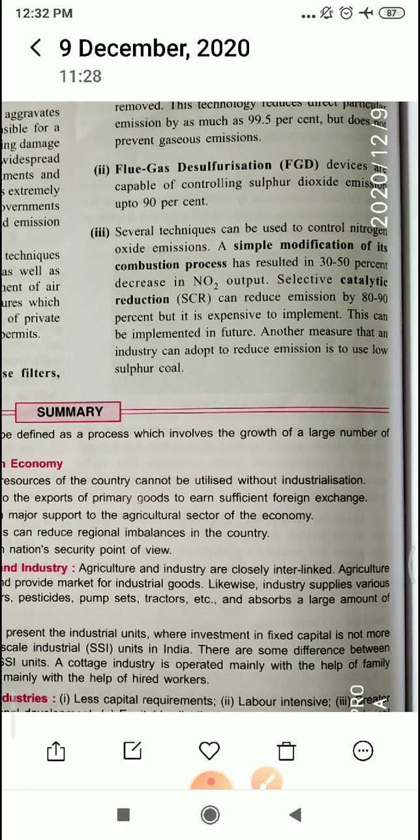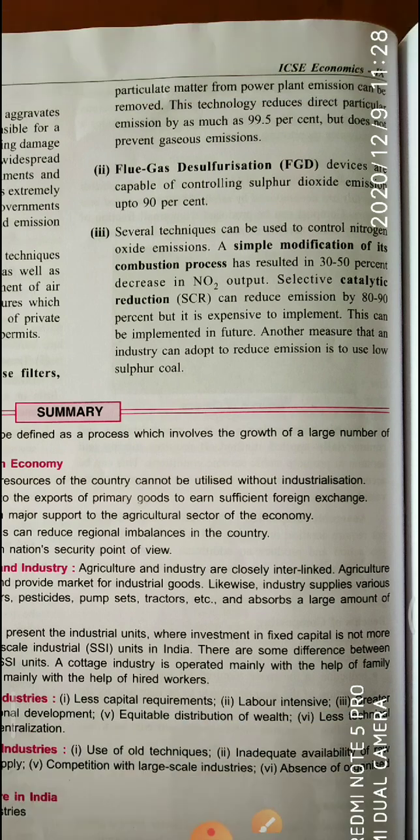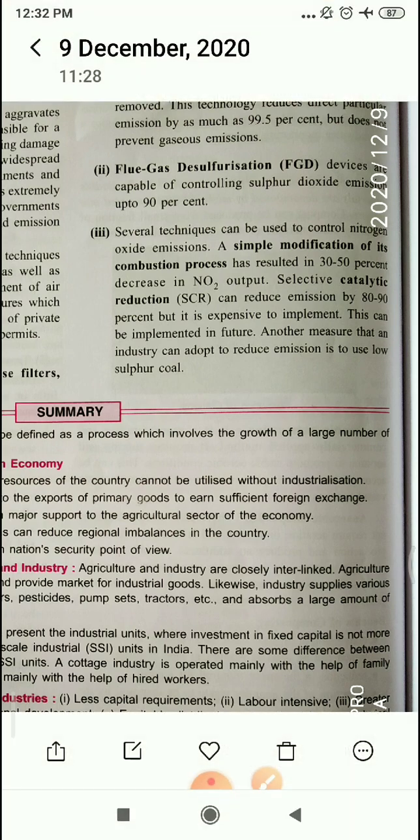A simple modification of the combustion process resulted in 30 to 55% reduction in NO2. Selective catalytic reduction can reduce emission by 80 to 90%, but it is expensive to implement. This can be implemented in future. Another measure industry can adopt to reduce emission is to use low sulfur coal.